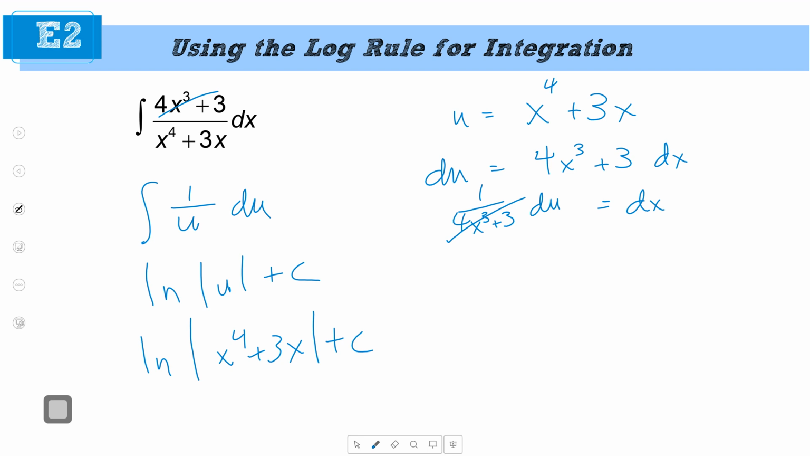Do we know that x to the 4th plus 3x is always going to be positive? No. So therefore, we're just going to leave the absolute value bars there. And in fact, I'm probably going to get in the habit of not even asking that question anymore. Just leave them in there, because they're not wrong if they're there.